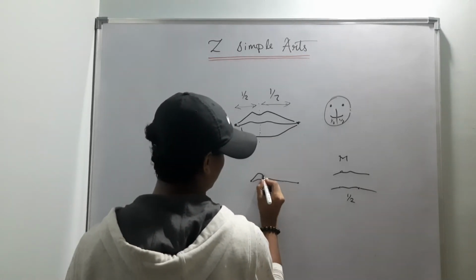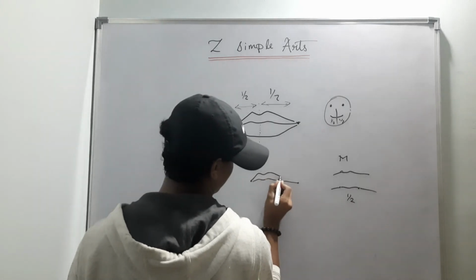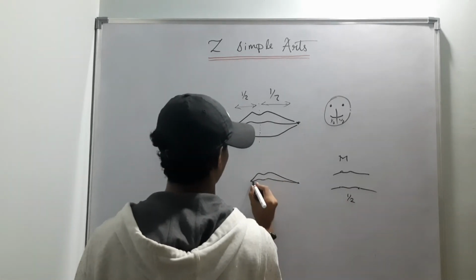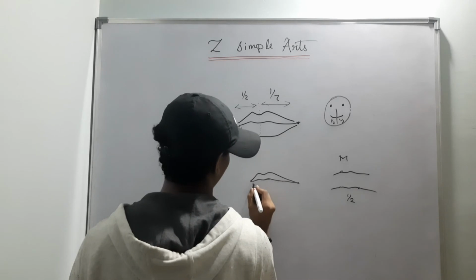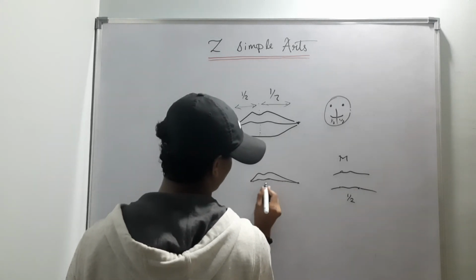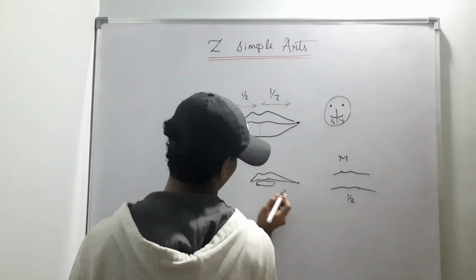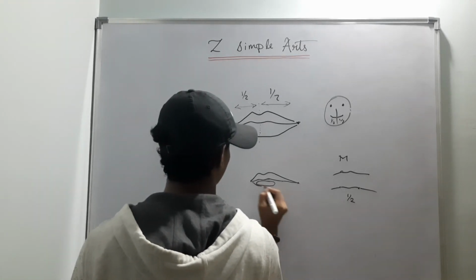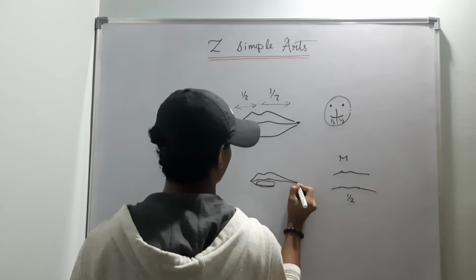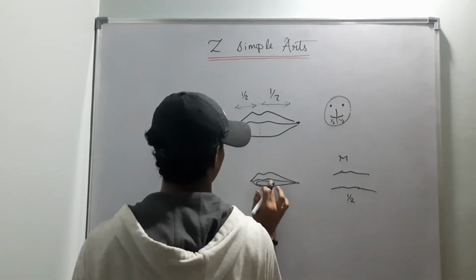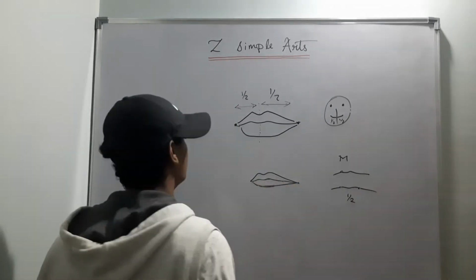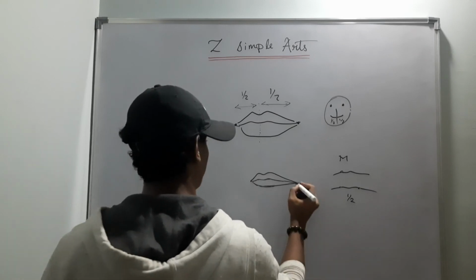So same thing, the upper lip is being drawn, and the lower lip, simple, draw an oval, because this is difficult for the beginners, and just join this line. So when I erase it, this is how it looks.